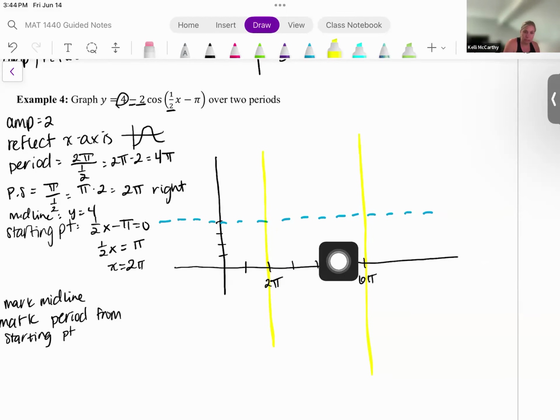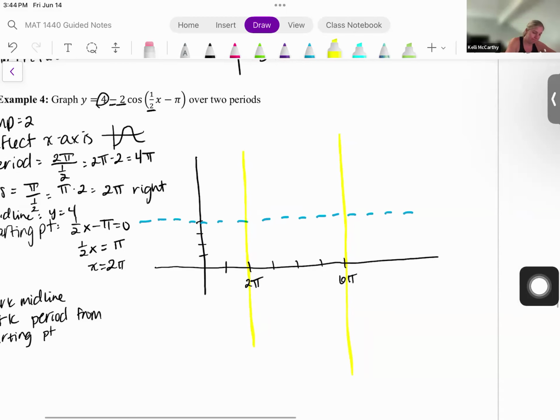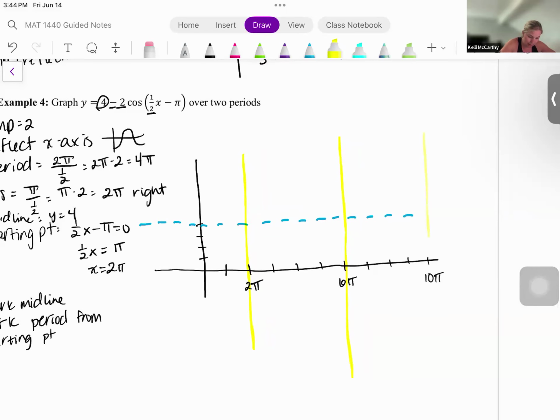Here's 1 period. I need to graph another period. The directions tell me to graph 2 periods. So I can either graph another period over here or graph another period over here. It really depends on the spacing you have. I'm going to run out of space over here, so I'm going to keep going to the right. 1, 2, 3, 4 takes me to 10 pi. And then this yellow line is going to mark the end of my second period.